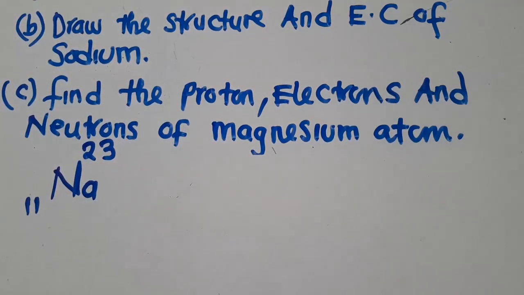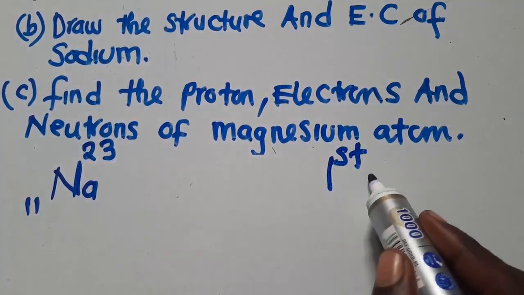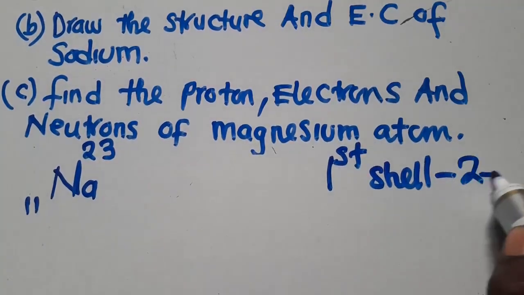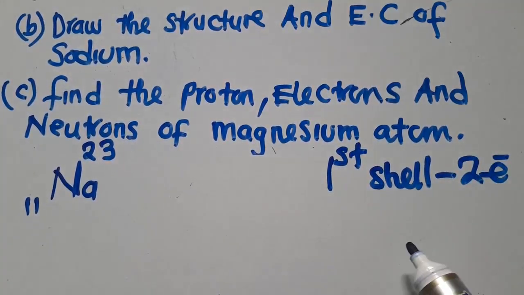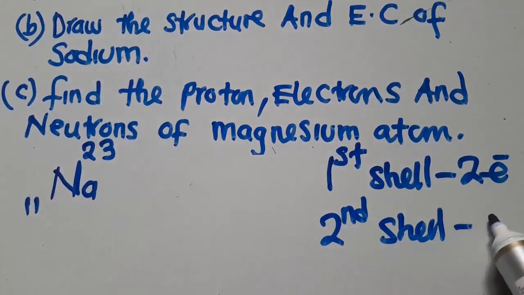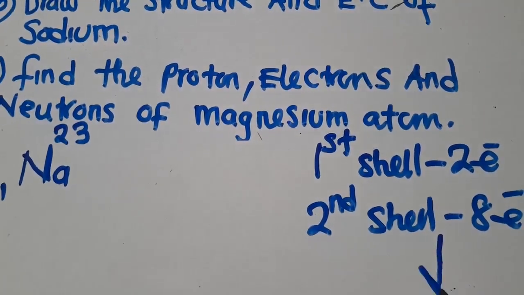Electronic configuration is a configuration that tells us how electrons are filled in shells. You need to know that the first shell should only contain 2 electrons. The second shell, at your level, must contain 8 electrons. Even for the other shells, the third shell, fourth shell, just know that we need to have 8 electrons altogether.